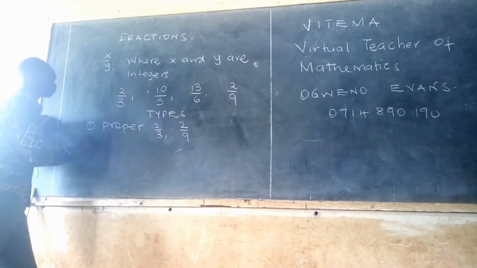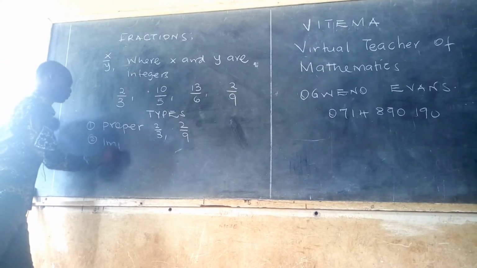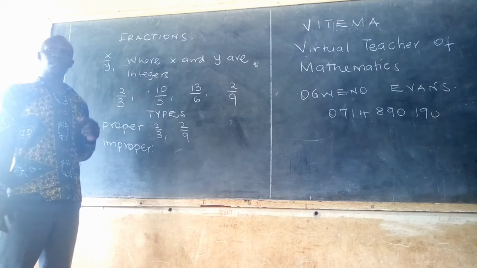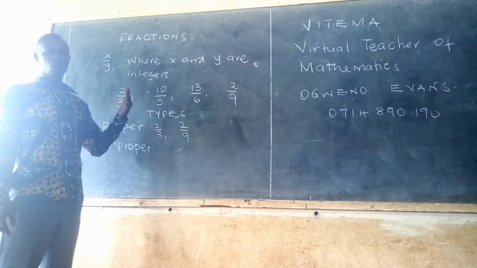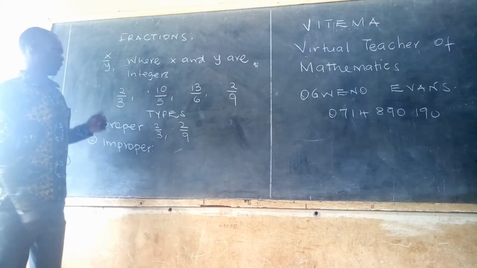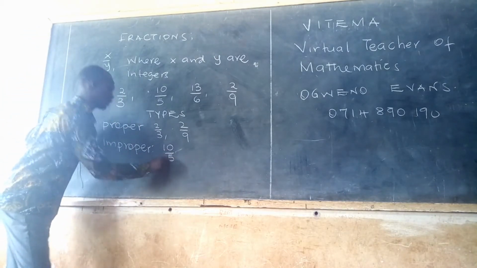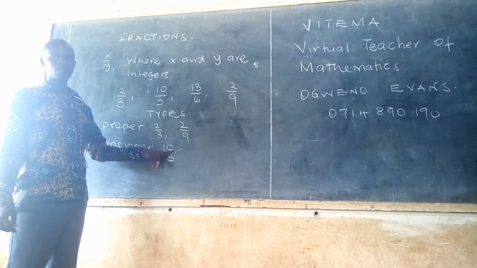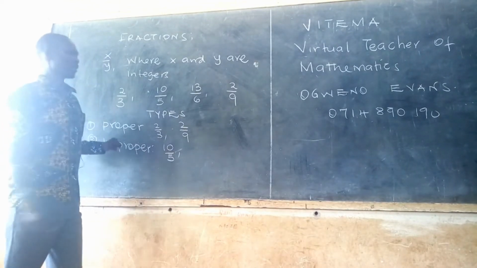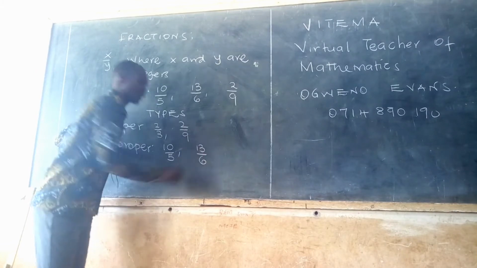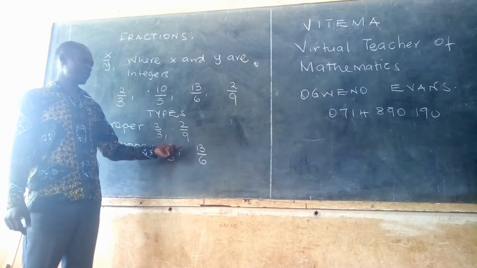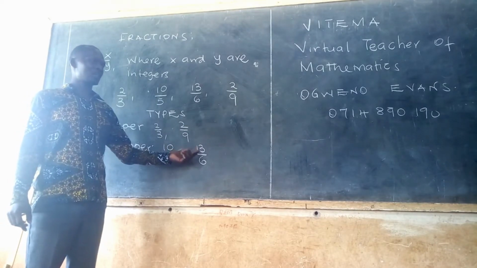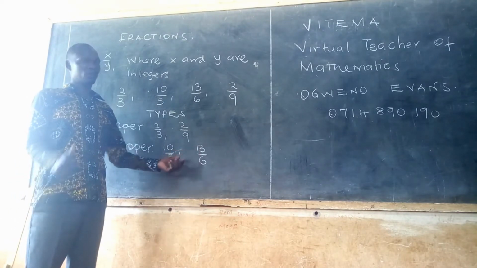Category 2, improper fraction. A fraction is considered to be improper if the numerator is greater than the denominator. For example, 10 over 5. As you can see, 10 is greater than 5. Therefore, this is an example of an improper fraction. Another one is 13 over 6. Again, it is very clear that 13 is greater than 6. This is also an example of an improper fraction.